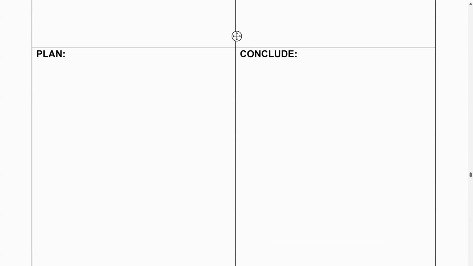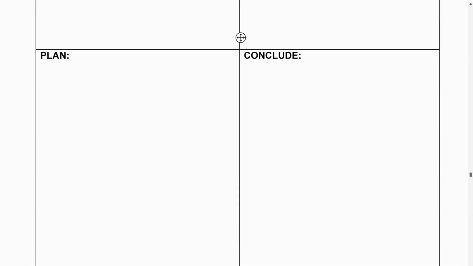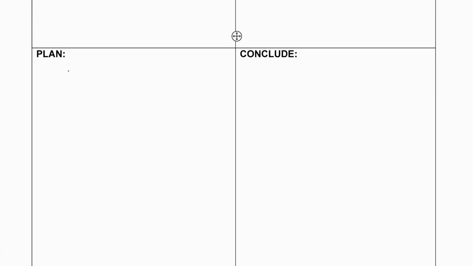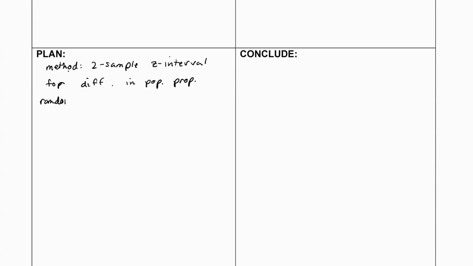What's our plan? Again, our method is called the two sample Z interval for difference in population proportion. For our random condition, two random samples allows us to say we meet that condition.